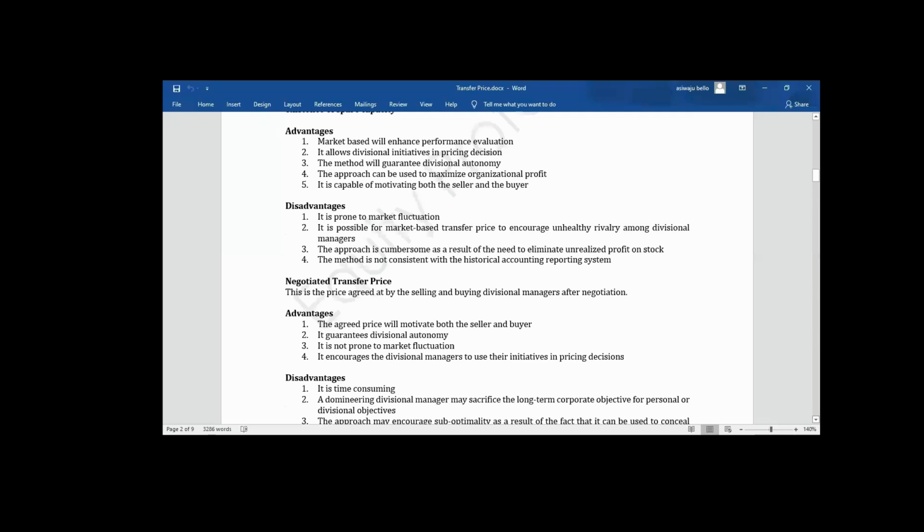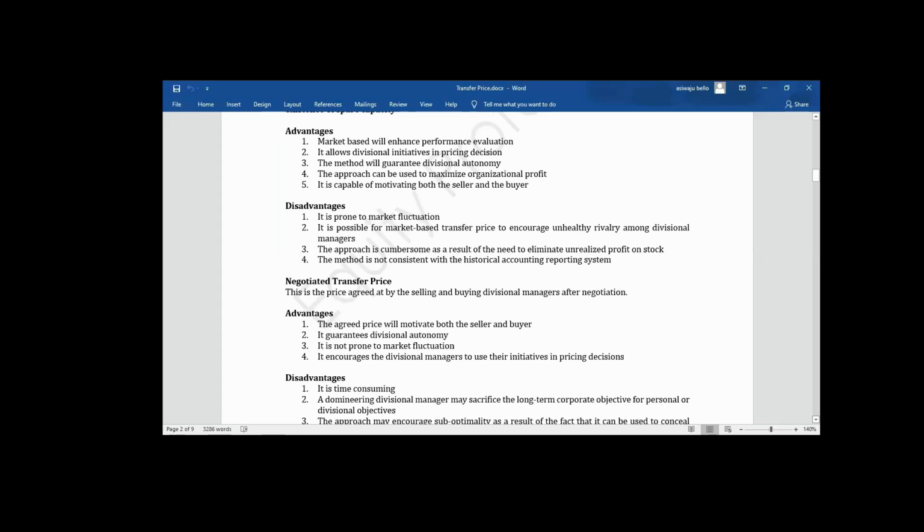Advantages of market base. This will enhance performance evaluation. Of course, it's going to encourage initiative. Of course, it's going to guarantee divisional independence and autonomy. It can be used to maximize profits. Definitely, it's going to motivate both the selling division and the buying division because we are buying at the prevailing market price.